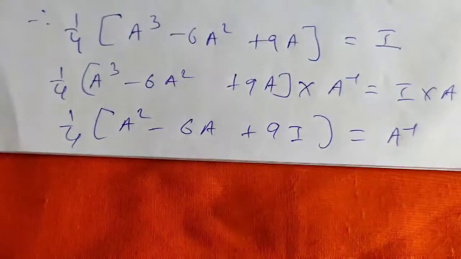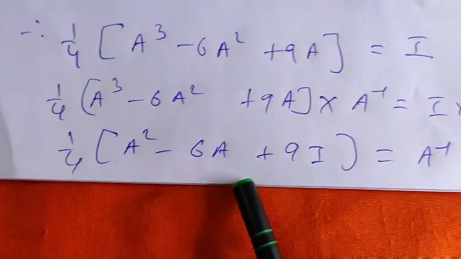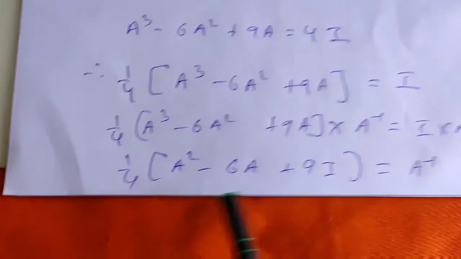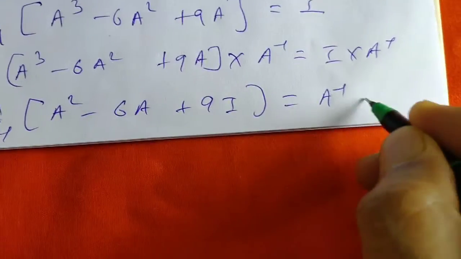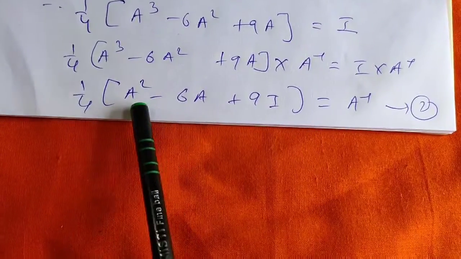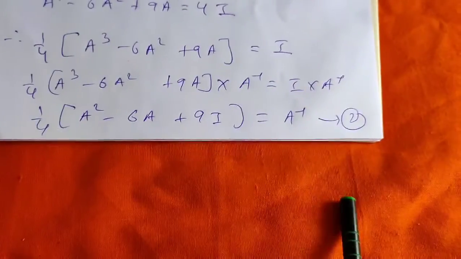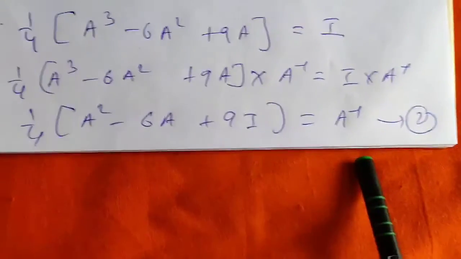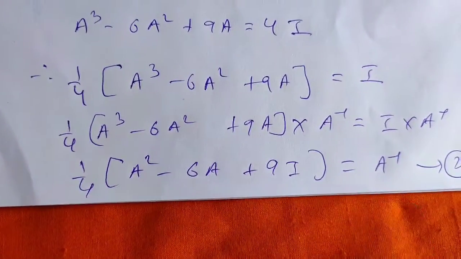So now you already know the value of A square, you know the value of A, and you know the value of I. Put all the values in this equation. Suppose this is equation number 2. Put all the values of A square, A and I in equation number 2, and the value you will be getting will be equal to A inverse. So this is how we find A inverse.